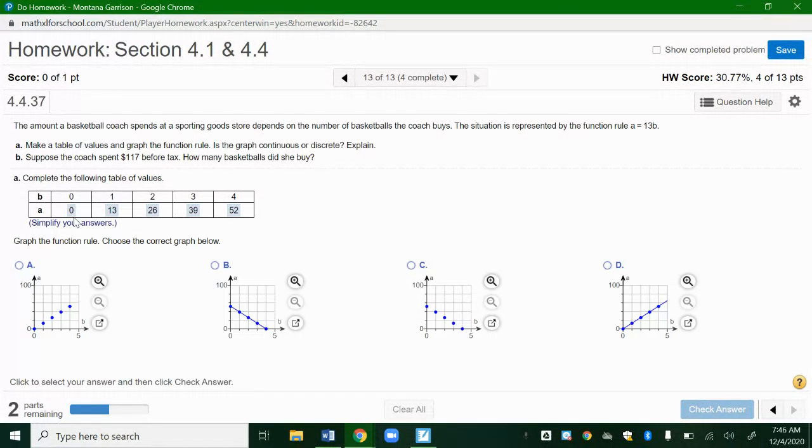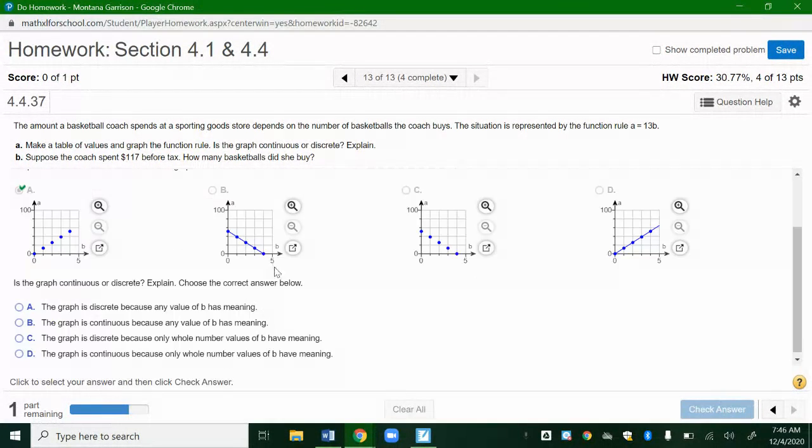Next, we are choosing a graph. 0, 13, 26, 39, 52. These are increasing. So I know it's going to be between A and D because they are increasing. But this is where we need to think about the situation, okay? The situation is basketballs. And so the line through would tell us that we could be buying 2.5 basketballs or 4.25 basketballs. That is not the case. We can't buy fractions or decimals of basketballs. So I need to choose A over here because it's only these whole numbers of basketballs that make sense in the situation.